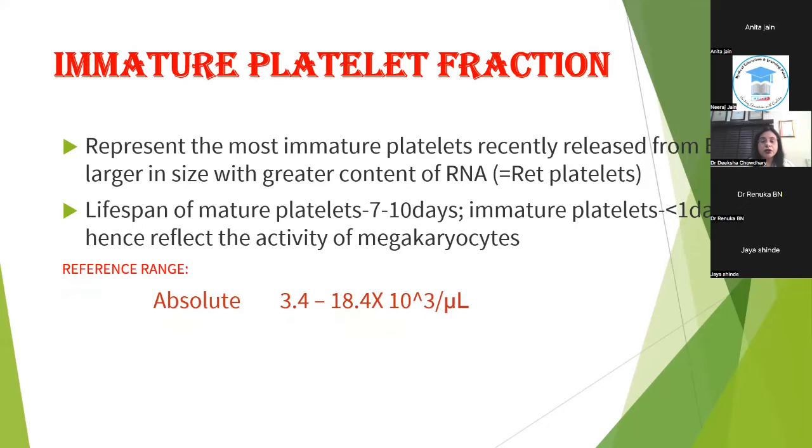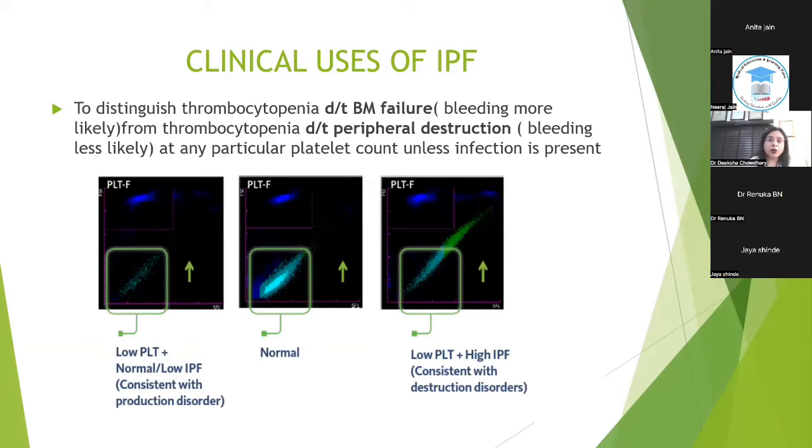The reference range is 3.4 to 18.4 into 10 to the power 3 per microliter. This is the absolute one, while the percentage is 1 to 7%. Now, it is used to distinguish thrombocytopenia due to bone marrow failure from thrombocytopenia due to peripheral destruction at any particular platelet count. Now, here we can see a normal individual with normal platelet count and very little IPF fraction. Now here, the platelet count is reduced, as you can see, but the IPF fraction is increased. And this is seen in cases of peripheral destruction.